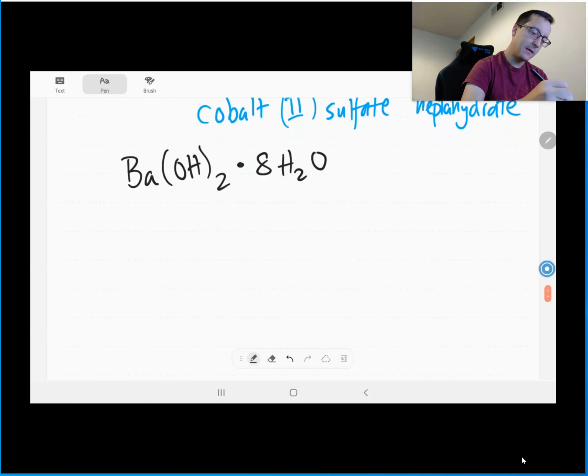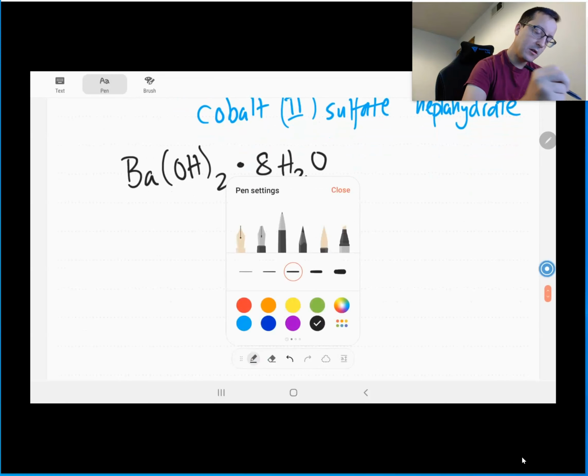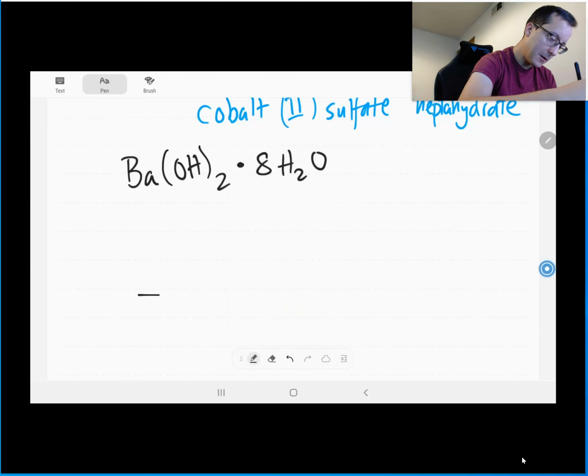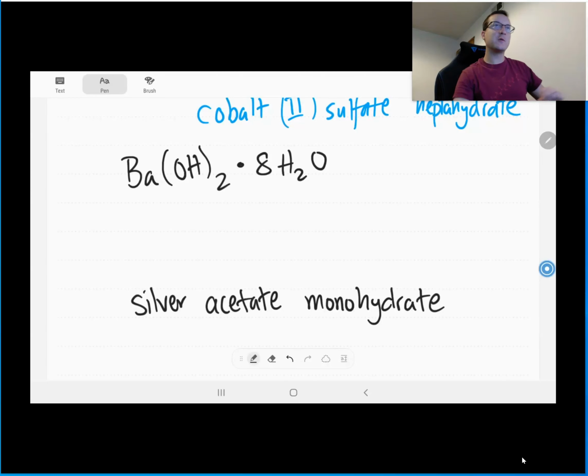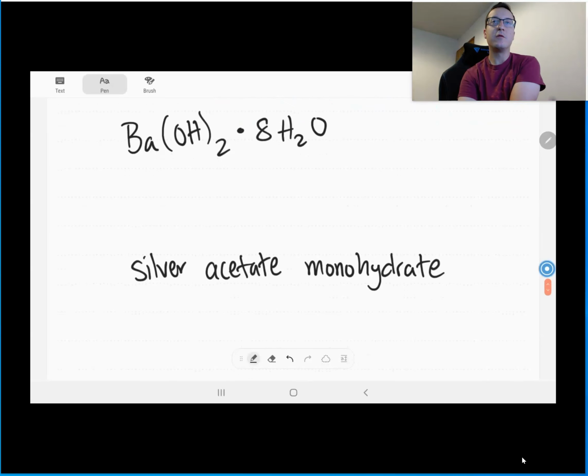Do that one, and then let's also do this one. Okay, so go ahead for the first one. Let's go from formula to name, and the second one, let's go from name to formula.